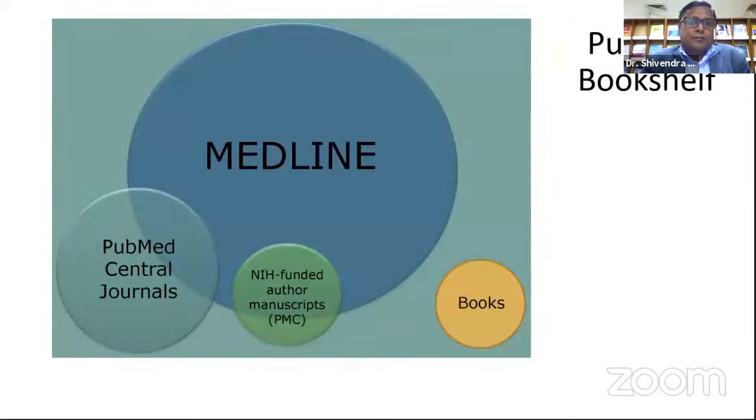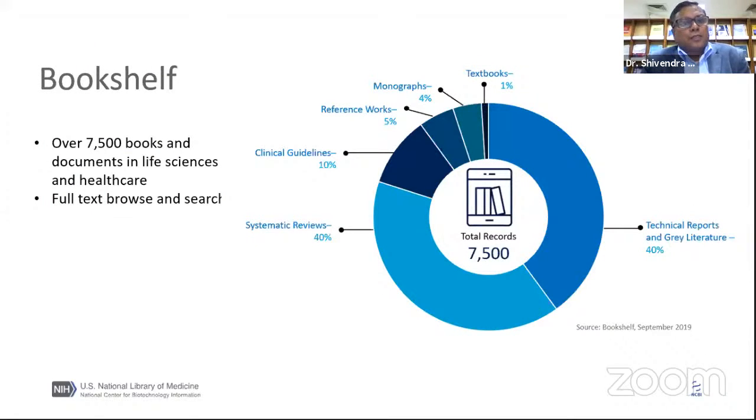Now you can see the books. PubMed also has 7,500 books, of which textbooks are 1%, monographs 4%, reference works 5%, clinical guidelines 10%, and systematic reviews are 40%, where we are looking for that.